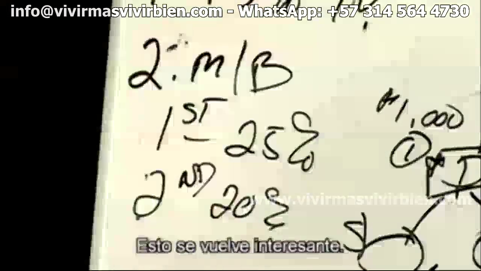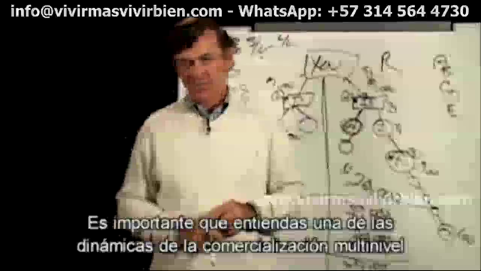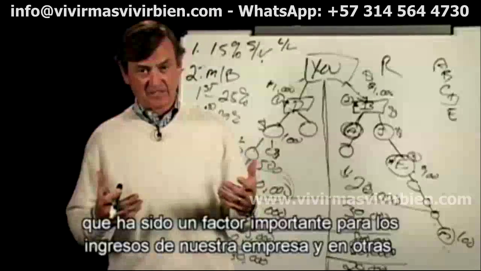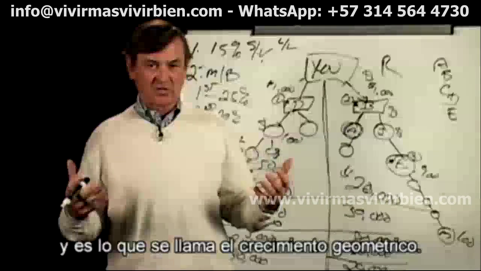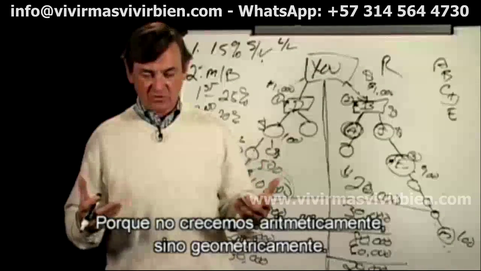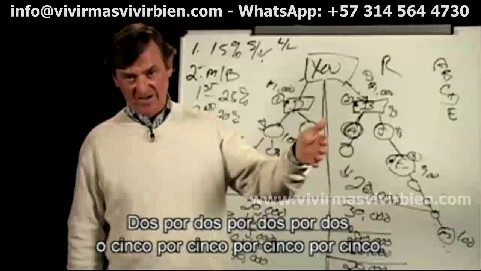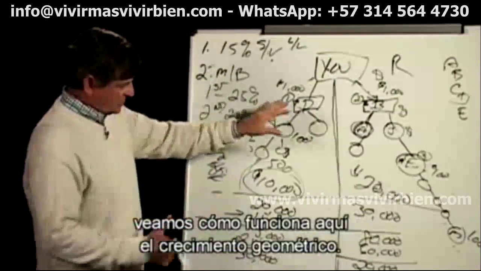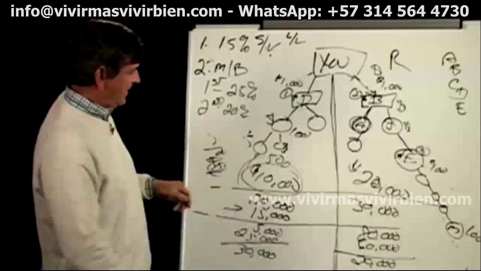Now, here's where it gets interesting, and I think it's important that you understand one of the dynamics within networking, which I know has been very powerful in a lot of earnings in our company and others, and that is what's called geometric growth. In other words, we don't grow arithmetically. We grow geometrically, meaning 2 times 2 times 2 times 2, or 5 times 5 times 5 times 5. And those numbers get big. Just to give you an example, let's show you just a minor touch of how the geometry works here.